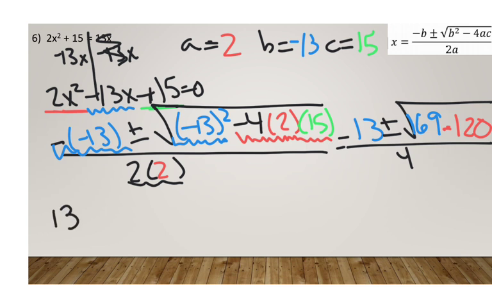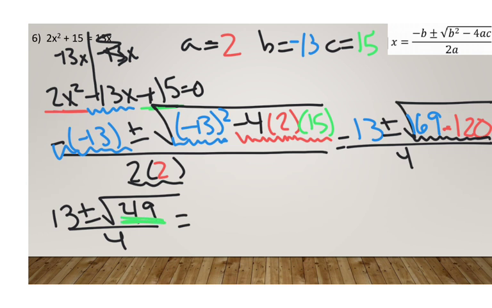So 13 plus or minus square root, 169 minus 120 is 49. Leave the 4. Okay, now we can take the square root of 49. So we're going to say 13 plus or minus the square root of 49 is 7, all over 4. So now we can get our two answers from here.